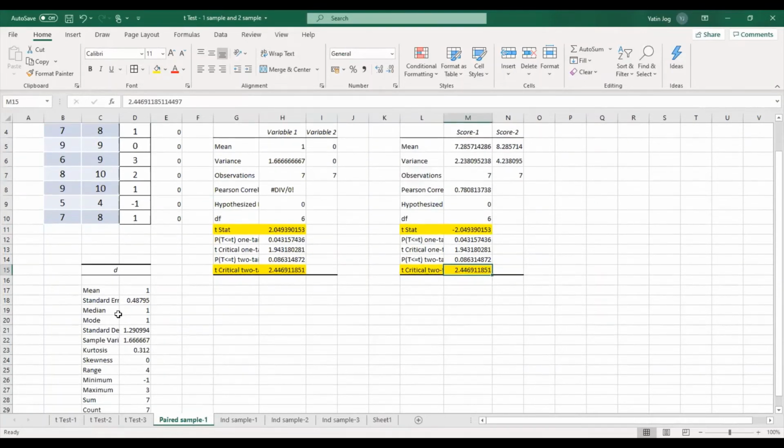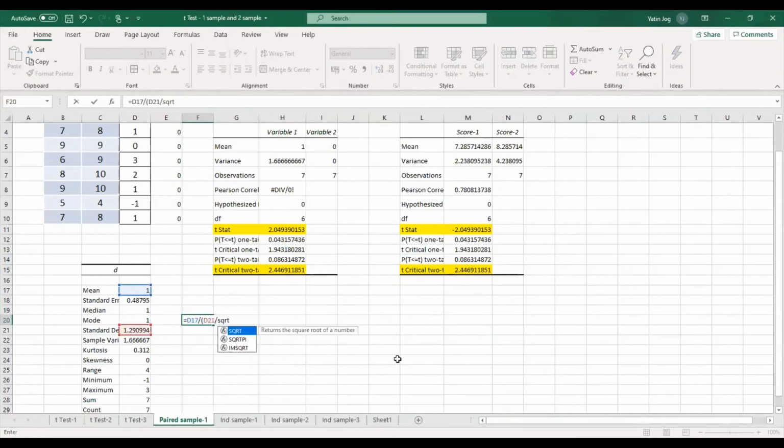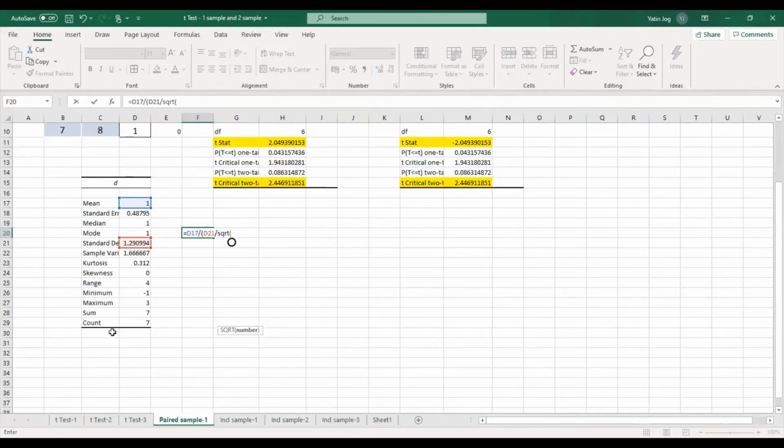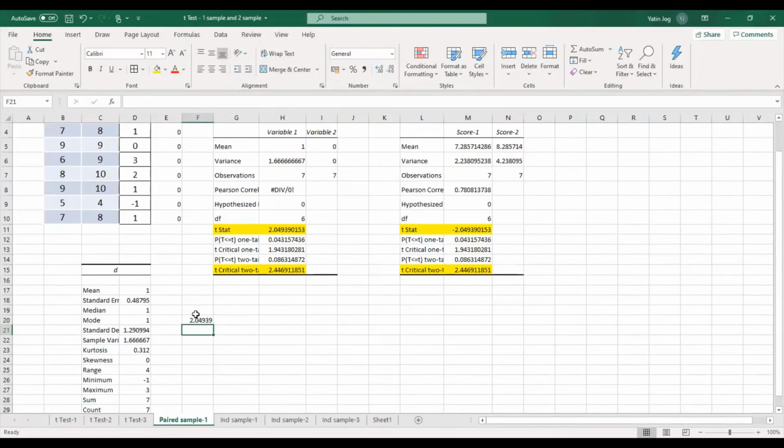And now if I use this method of the actual formula, what is the formula for t? D bar, that is the mean, which is 1, divided by the standard deviation, which is this value, divided by square root of n. So what is square root of n? That is square root of count, which is this value. So if I put all these values, what I'm getting is 2.04. That is my calculated value.